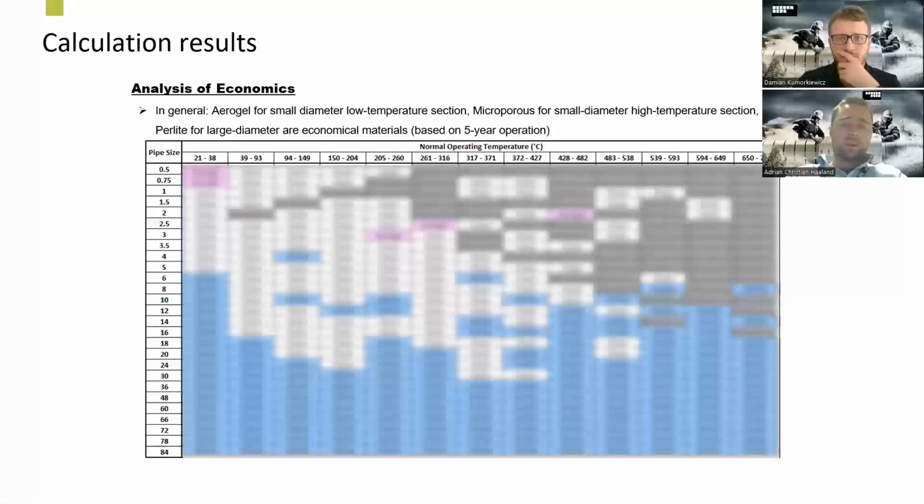And we saw some general trends. We saw that aerogel insulation typically came out more cost effective on the low pipe size and low temperature scenarios. We saw that for the very big pipes, 30-inch plus, traditional insulation, in this case perlite, was cheaper, simply because the volume is so large that the insulation cost is the key cost driver. And we saw that for the very high temperature, low dimension piping, microporous came out best.